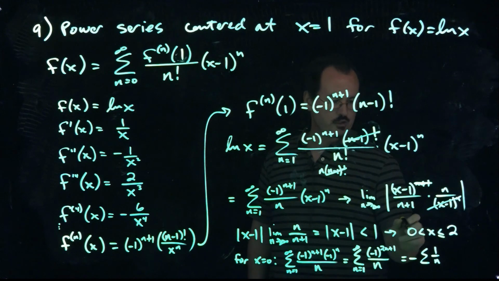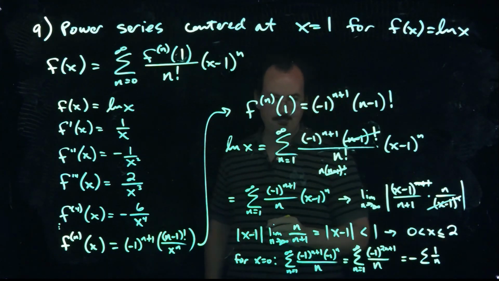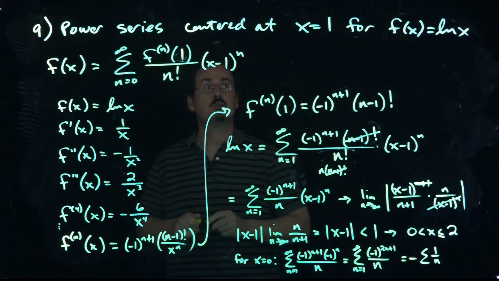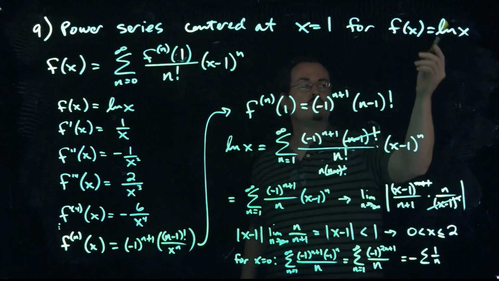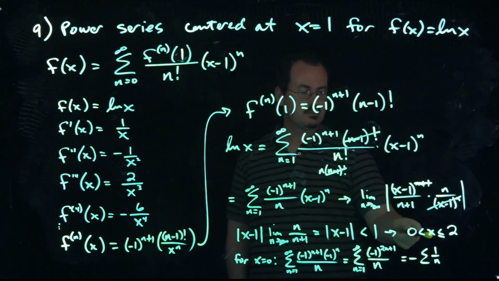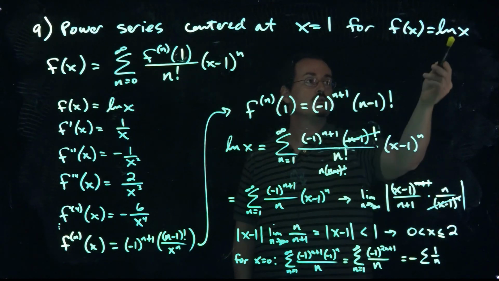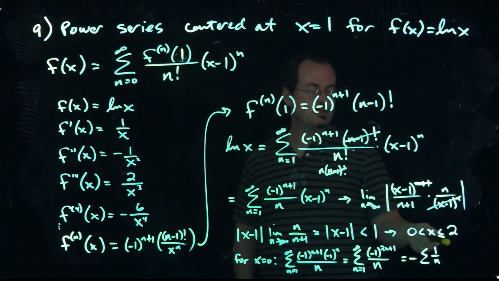So our interval of convergence is 0 to 2, excluding 0, including 2. And that kind of matches what you have for the natural log function in the first place, because ln x is not even defined at x equals 0, so it makes sense that it wouldn't be converging there. ln x is defined at 2, so it will converge there.